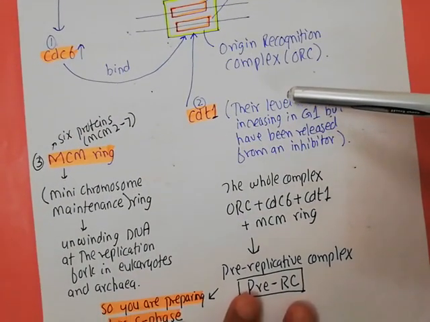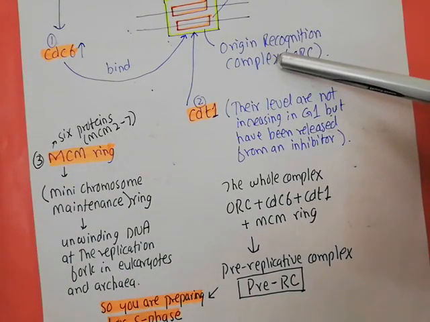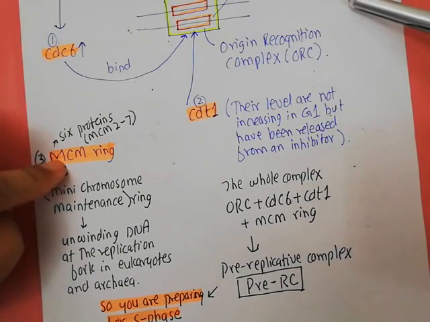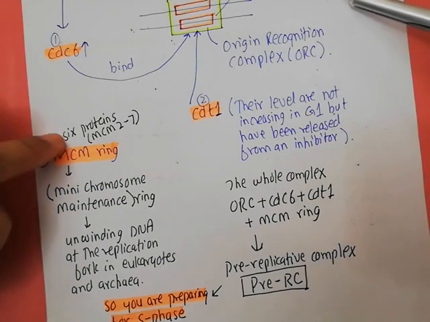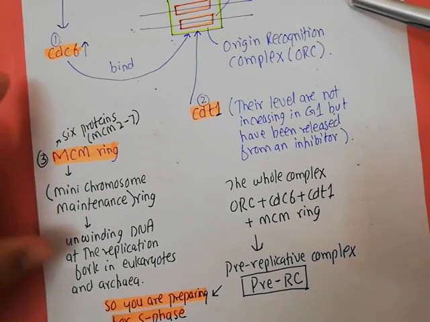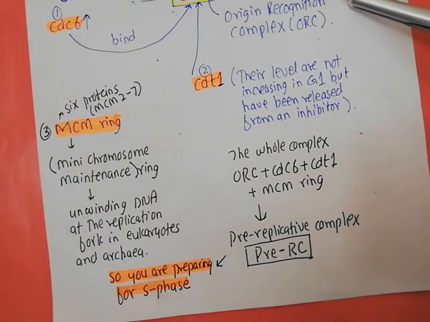Once the Cdc6 and the CDK-4 have bound to this origin recognition complex, you are adding a ring complex to this, which is known as the MCM ring. This M is mini, this C is chromosome, this M is maintenance ring. This MCM ring is made up of 6 proteins which are known as MCM2, MCM3, MCM4 up to MCM7. This MCM ring is very important for the unwinding of the DNA at the replication forks in the eukaryotes and in the archaea.